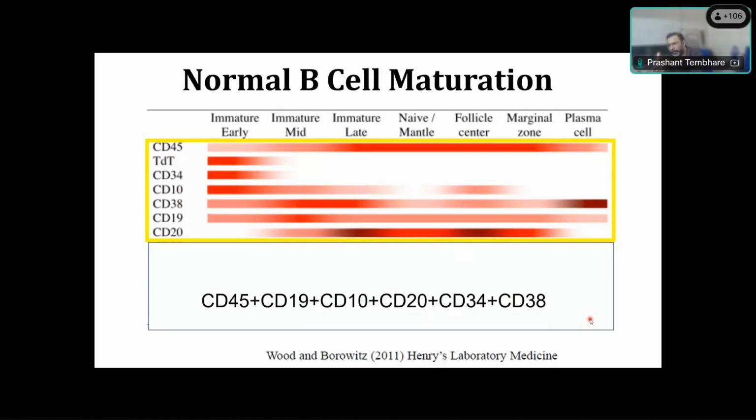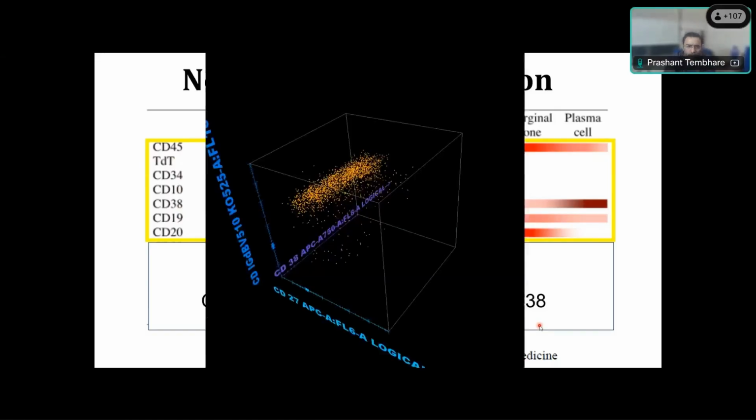When we say panel, it means the number of markers we use simultaneously to detect any disease. So this panel should essentially have these 6 markers, and there are a few additional markers you can add. Now, how do they grow? This is just to show you.